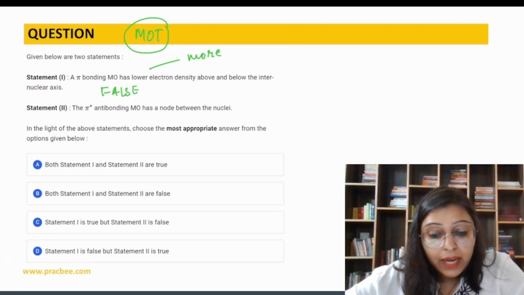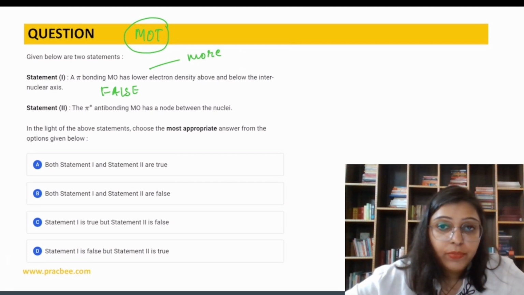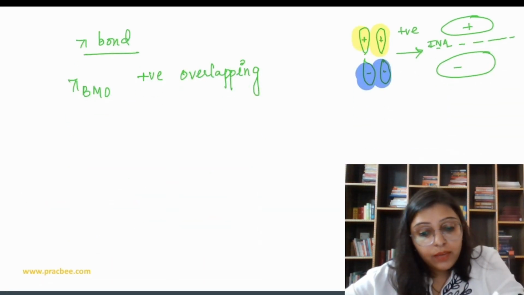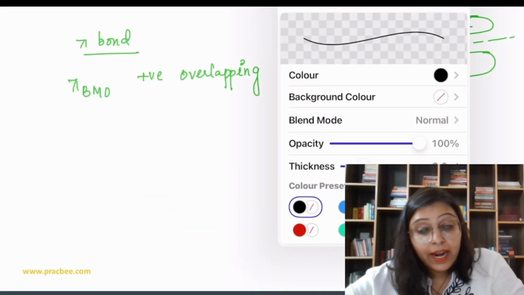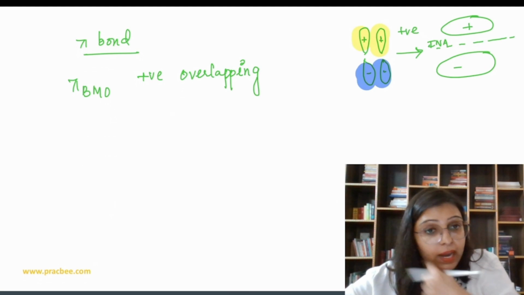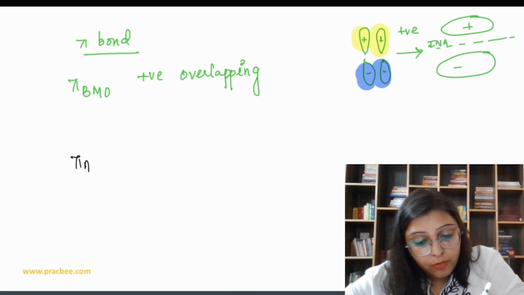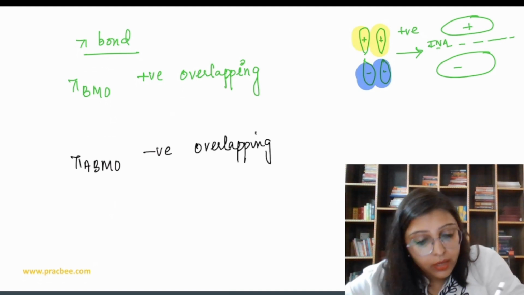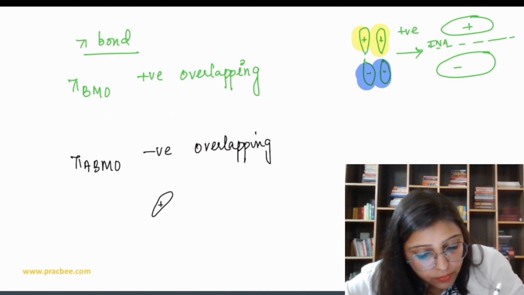Next, the pi star anti-bonding molecular orbital has a node between the nuclei. Yeah, it is true. So just try to understand this. If I want to form pi star anti-bonding, we have to do the negative overlapping. For pi ABMO, we have to do negative overlapping.